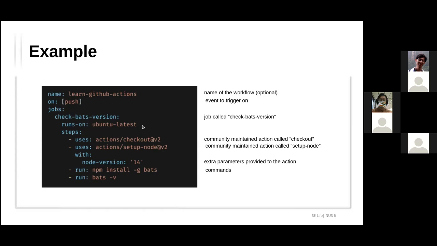And then in this case, we are trying to run some NPM project, right? So we also use another action called setup node. Oh, by the way, what does the at v2 mean? Okay, so at v2 specifies the version of the public action.